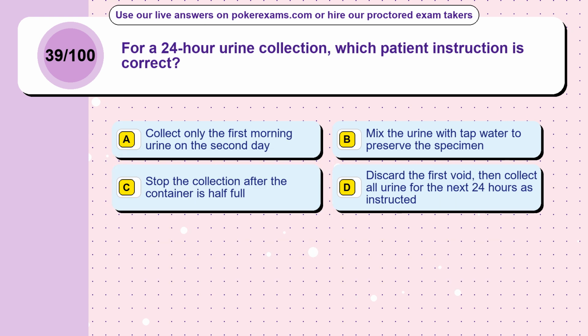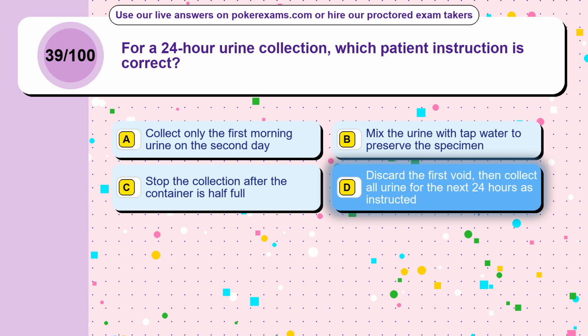Question 39. For a 24-hour urine collection, which patient instruction is correct? Option A. Collect only the first morning urine on the second day. Option B. Mix the urine with tap water to preserve the specimen. Option C. Stop the collection after the container is half full. Option D. Discard the first void, then collect all urine for the next 24 hours as instructed. The correct answer is option D.